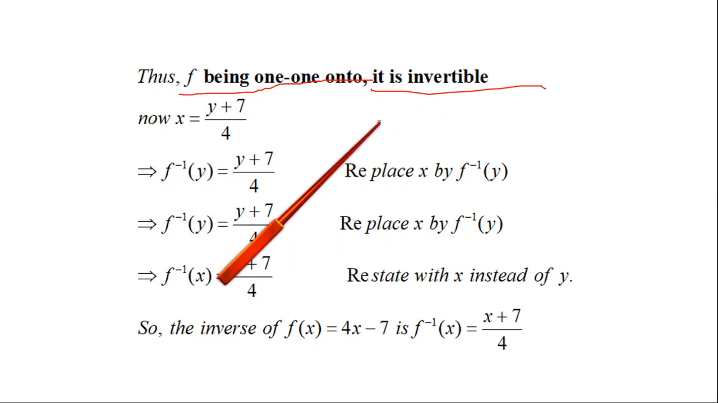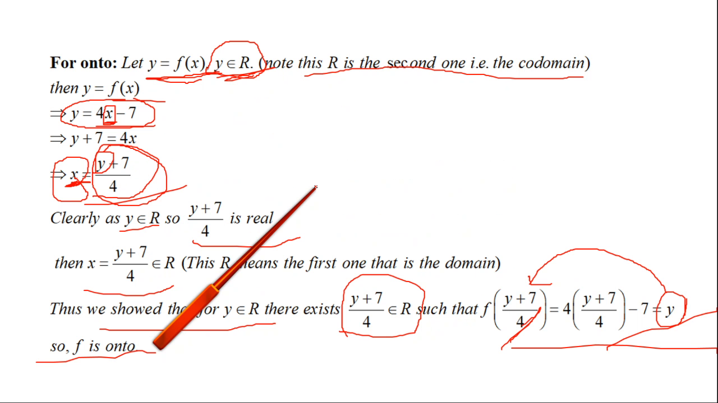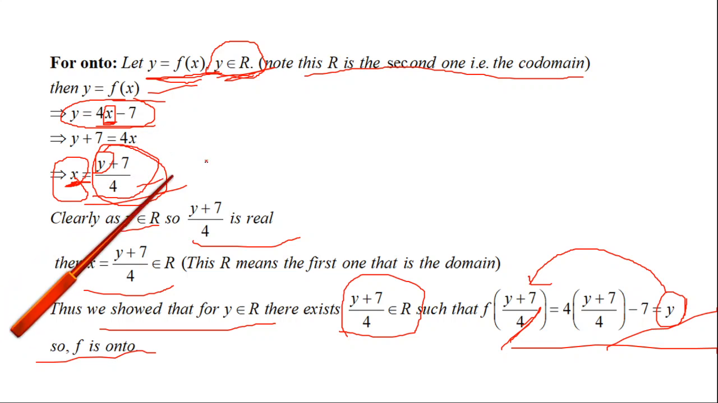Now we need to find the inverse. Here we observe one thing: we had seen that in order to find the inverse we had to follow those 4 steps. But while showing onto, only 2 steps were already completed. This is the first step and this is the second step. So we have already done these 2 steps, and now we only need to do the third and fourth step.